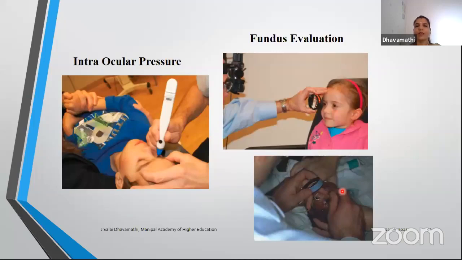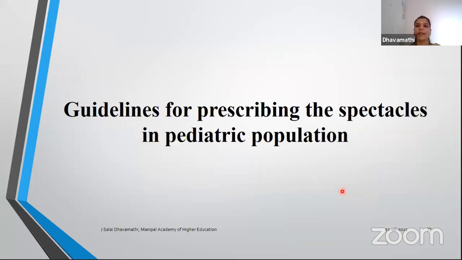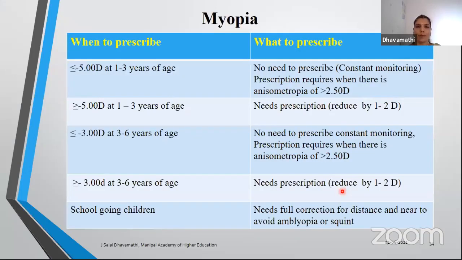Okay, so once the assessment is done, we know what the diagnosis is or what refractive error the child has, and then we have to give the management according to that. So when we come to the management part, there are some guidelines for prescribing spectacles in the pediatric population. What spectacles can we prescribe for different refractive errors, when to prescribe and what to prescribe? First we start with myopia. So when to prescribe and what to prescribe.